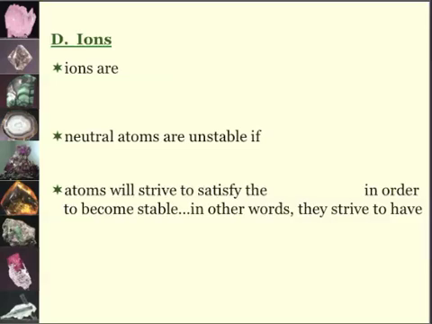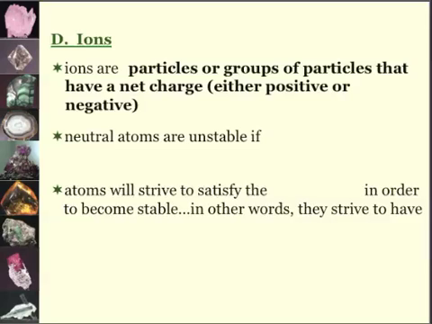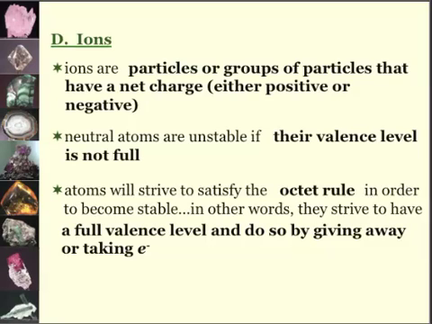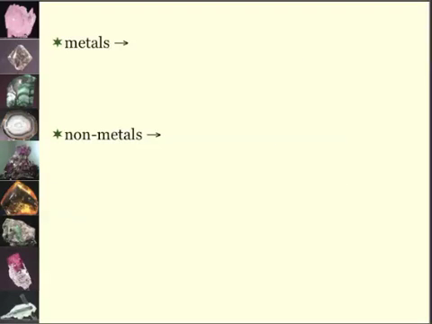Next we talk about ions. Ions are particles or groups of particles that have a net charge, either positive or negative. Neutral atoms are unstable if their valence energy level is not full. So atoms will strive to satisfy the octet rule in order to become stable. In other words, they strive to have a full valence level, and they do so by giving away or taking electrons. So we have 2 groups of elements on our periodic table. We have metals and we have nonmetals.